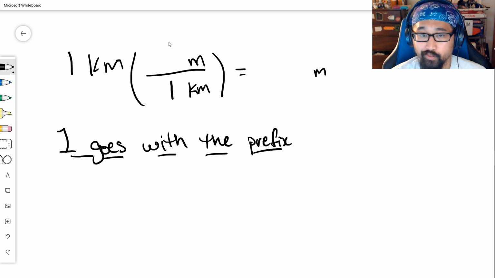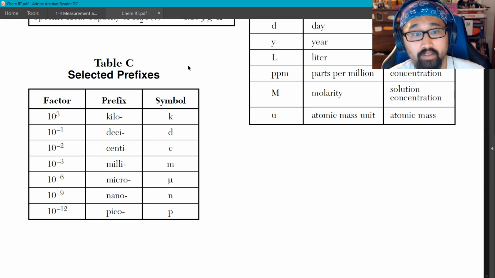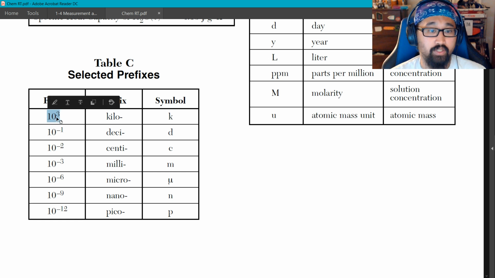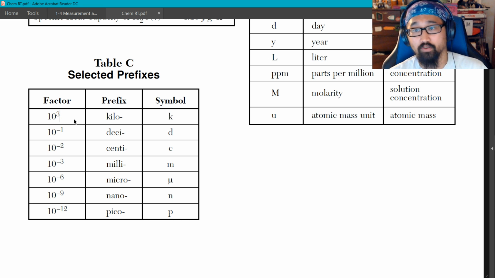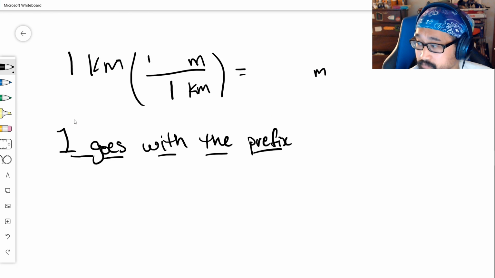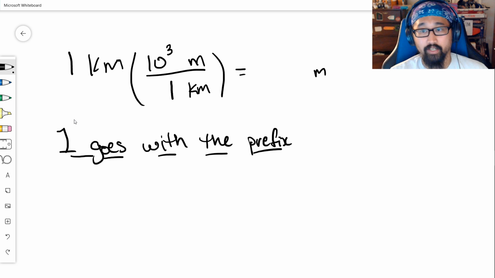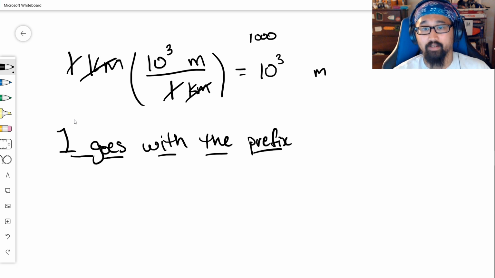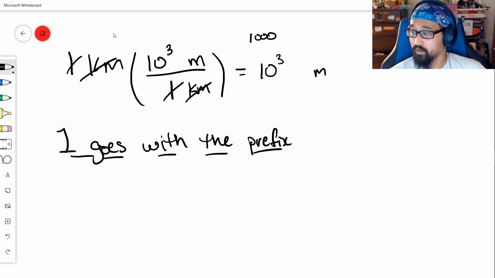Now, what number do I put up here? Well, that's where the reference table comes in. Remember, my prefix is k. So if I check my reference and I look for the symbol k, then I find the factor, the number 10 to the third. So this is a number that I'm going to write into my fraction. 10 to the third. And now I do math. Kilometers cancels kilometers, this 1 cancels the 1, and I end up with 10 to the third, which is also 1,000. 1 kilometer is 1,000 meters.